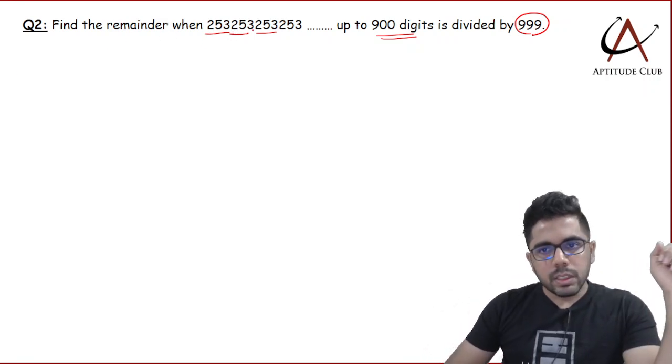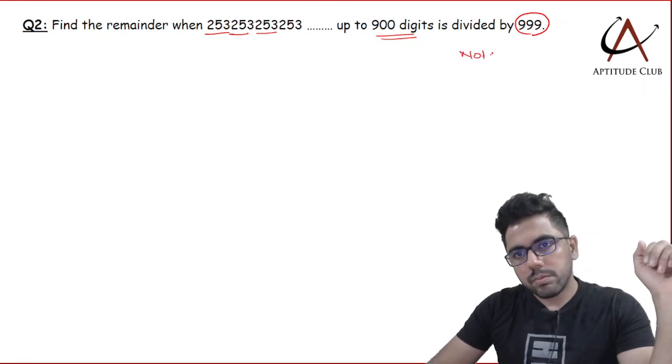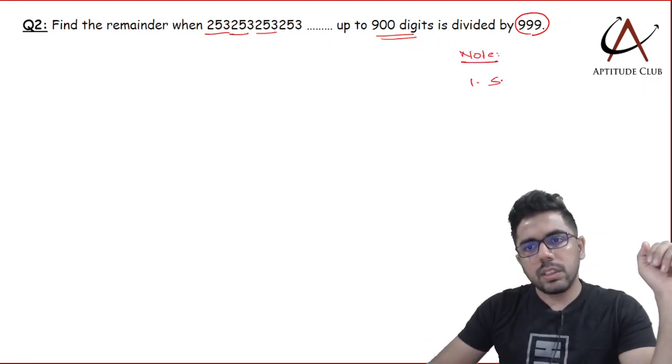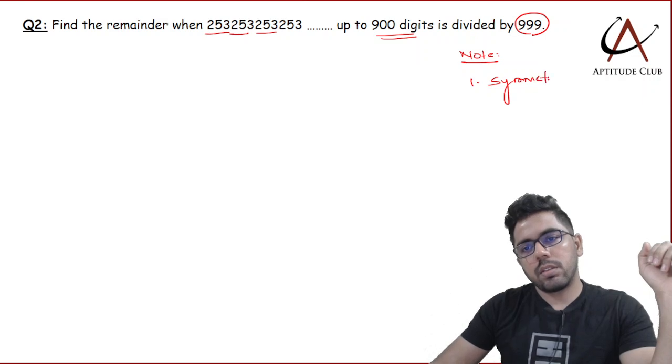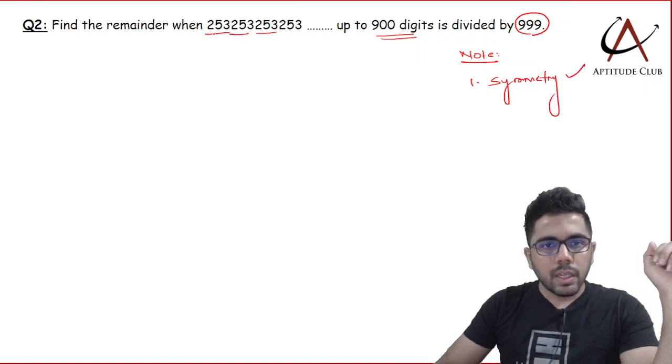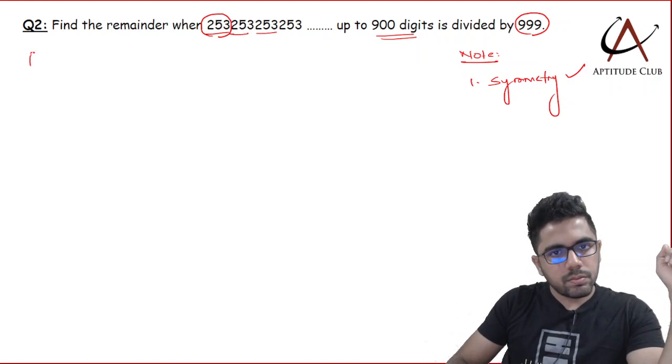So now let's take a look at this. So first, is this number symmetric? Yes. यहाँ पे repeating unit is 253.